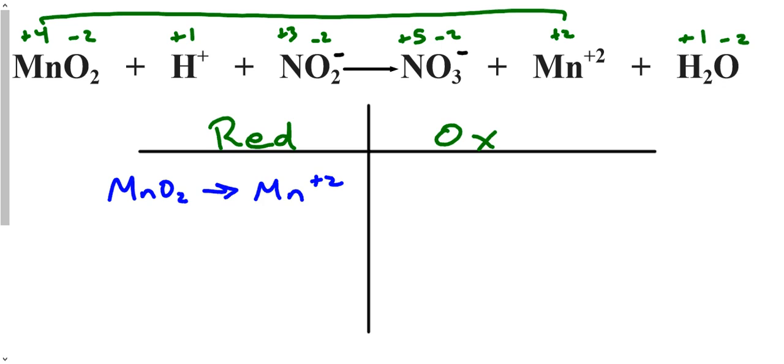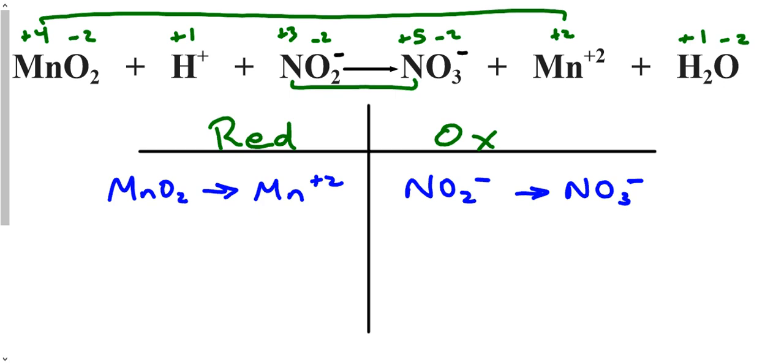All right, where does my charge go up? Well, it goes up on the nitrogen. It went from +3 in the nitrite ion up to +5 in the nitrate ion. So we will write that entire reaction under the oxidation side because the oxidation number went up. So we have NO2 minus turning into NO3 minus.